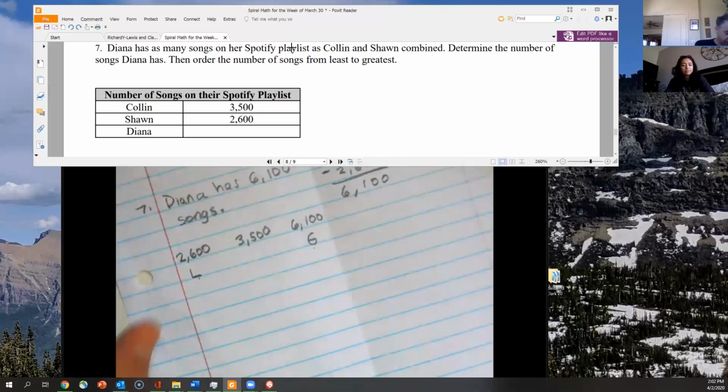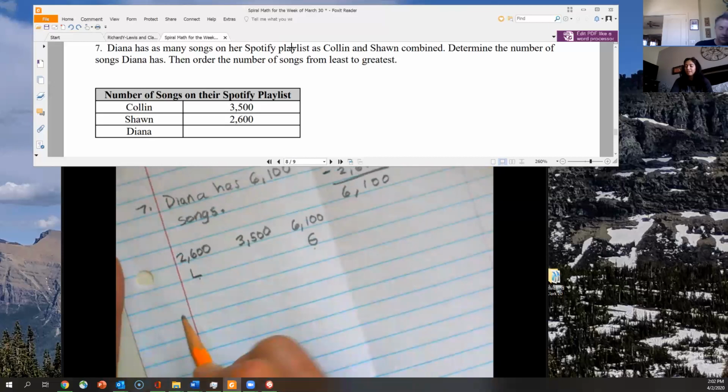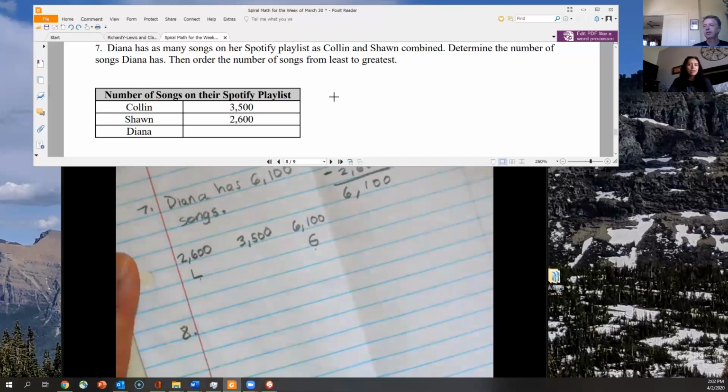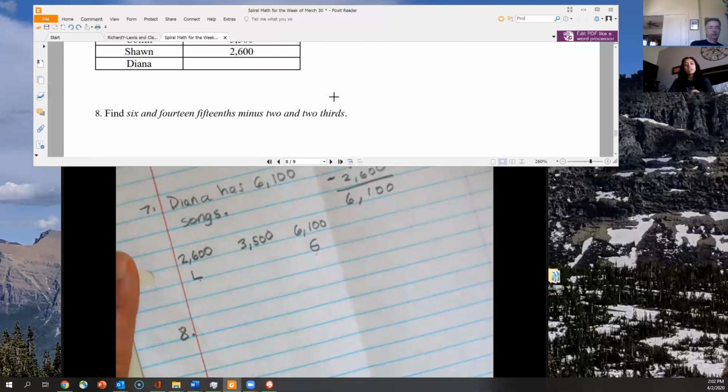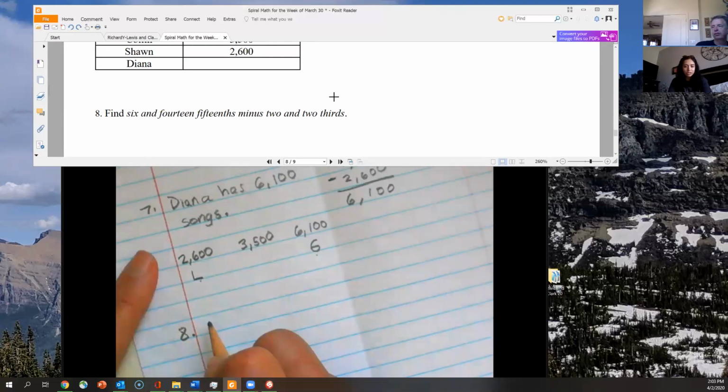And Ms. Garcia is going to finish it up with number 8. Alrighty, so number 8 reads, find 6 and 14/15 minus 2 and 2/3. So boys and girls, for your answer sentence, you're going to want to write the difference is, or if you do a number sentence, that works as well.